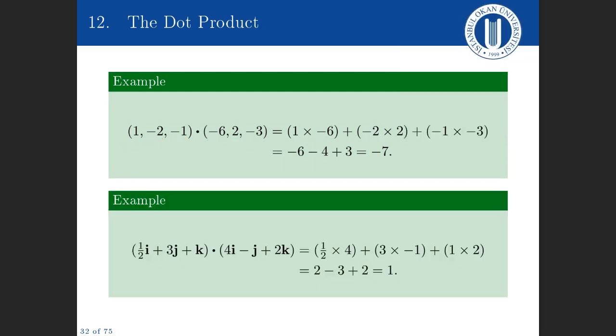Another example, a half i plus 3j plus k dot 4i minus j plus 2k. First numbers are half and 4, multiply them together, we get 2. The second numbers are 3 and minus 1, multiply them together, we get minus 3. And the third numbers are 1 and 2, multiply them together, we get 2. 2 minus 3 plus 2, the answer is equal to 1.